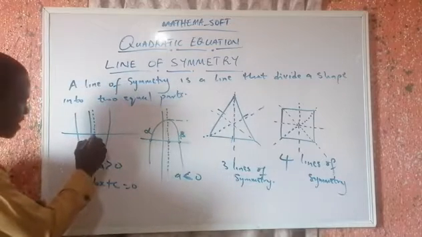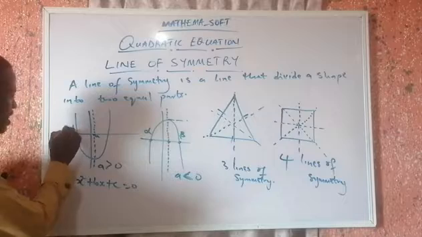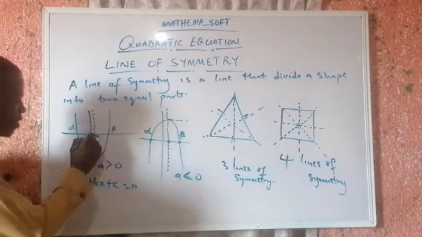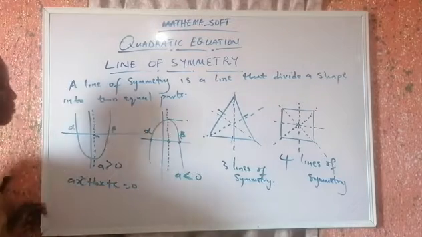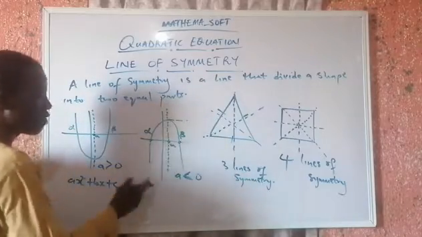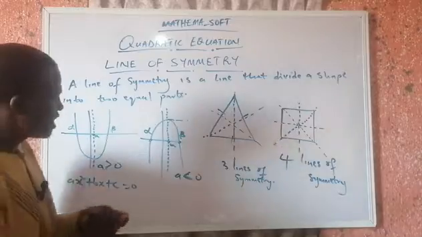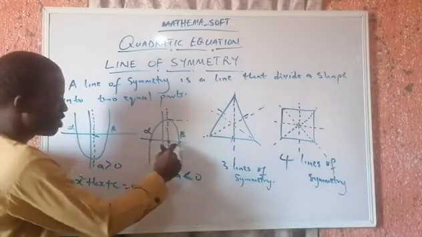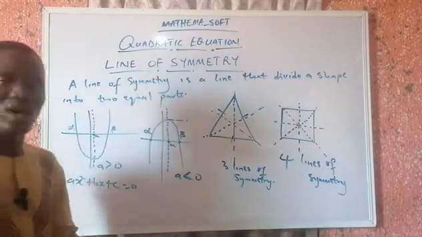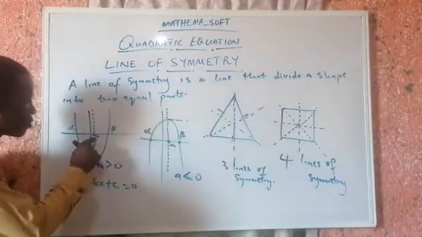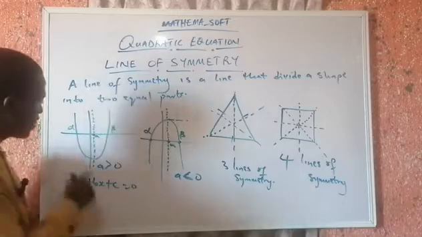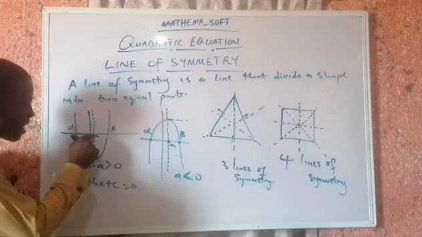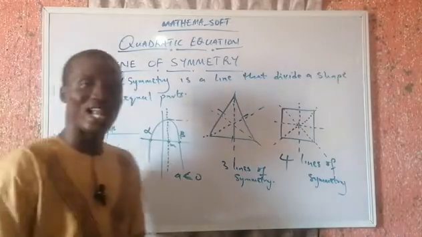So the line of symmetry falls at the middle of this alpha and beta because it must cut the curve into two equal parts. So it must run through the middle of alpha and beta. So if this point truly is our line of symmetry, it means that if we can find the value that is at the middle of alpha and beta, that is our line of symmetry. The point of value that is in their middle is our line of symmetry.